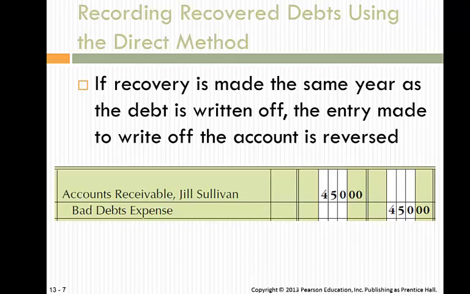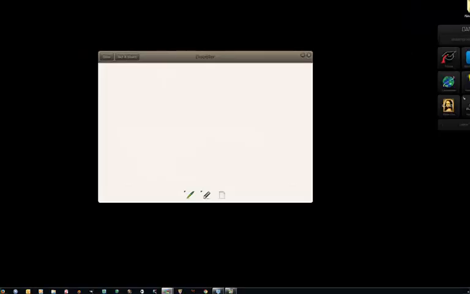Now I'd like to do a problem in the textbook, problem 13B-4 on page 513. Grand Company, which used an allowance for doubtful accounts, had the following transactions in 2012, 2013, and 2014. Use the income statement approach. A says journalize the transactions.